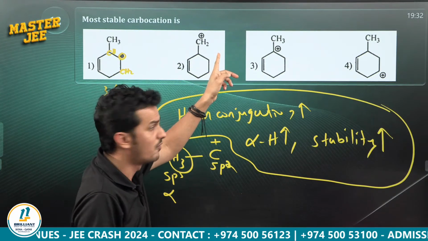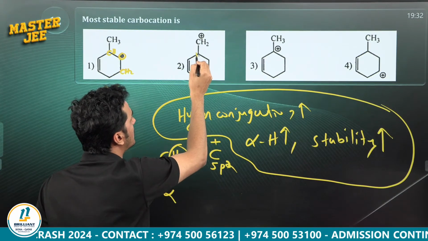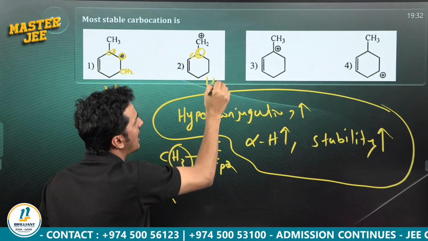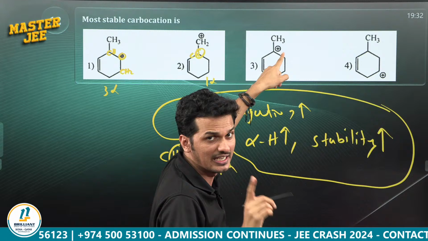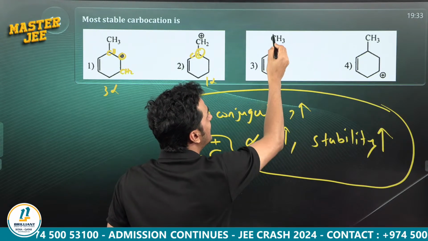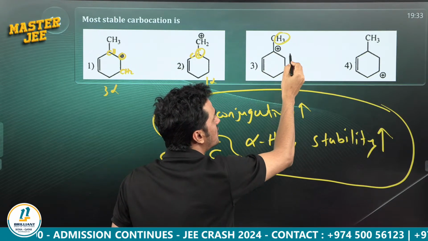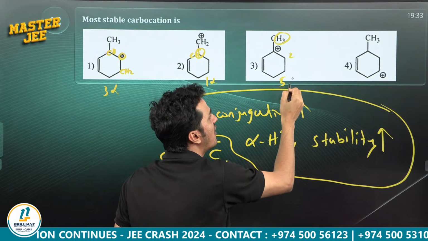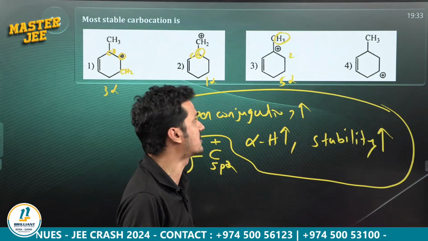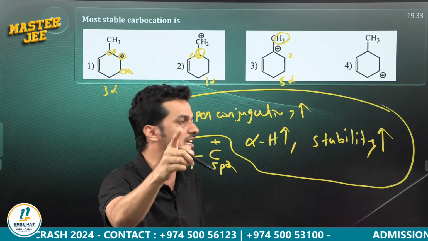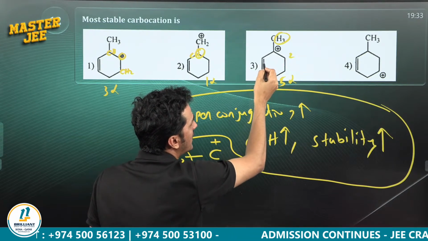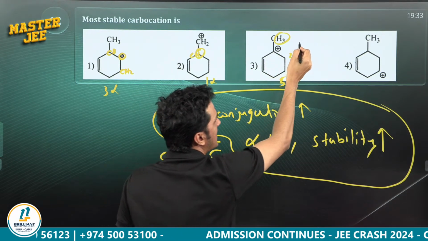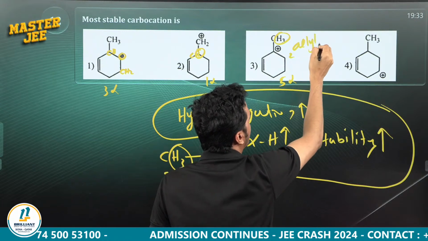What about here? This one is attached with only 1 hydrogen, so 1 alpha hydrogen. What about this one? Here 3 is there, here 2 is there, so total 5 alpha hydrogen atoms are there. Along with that, one more thing: this is an allylic one. You look, double bond is there, then single bond, then plus. So this is an allylic carbocation.